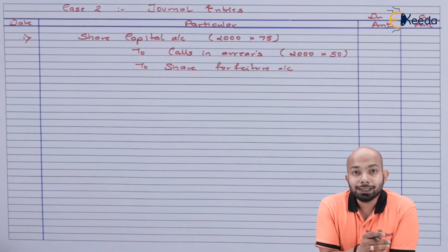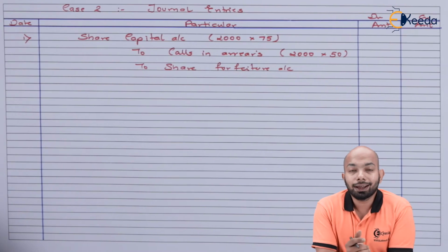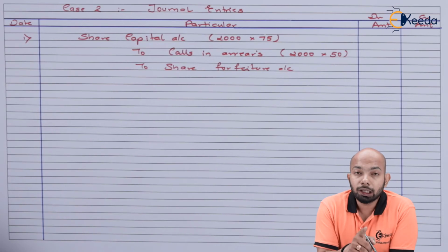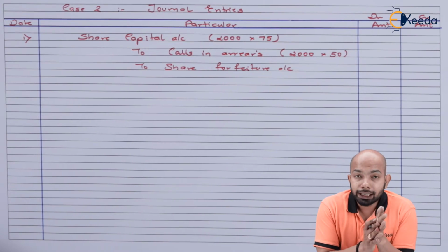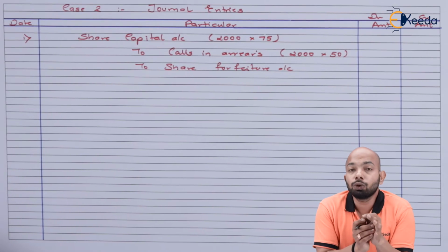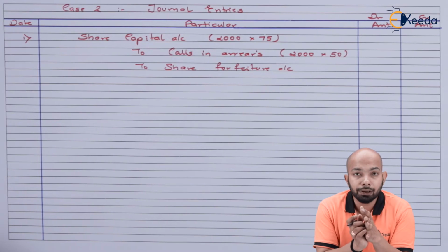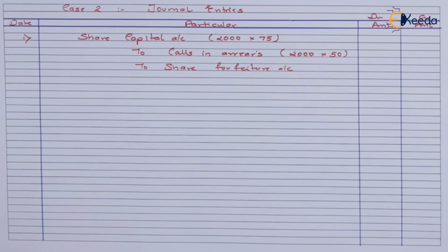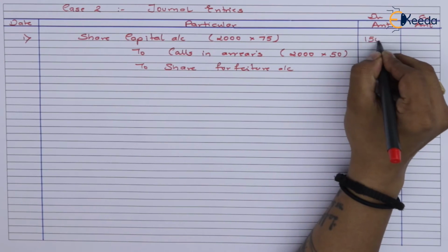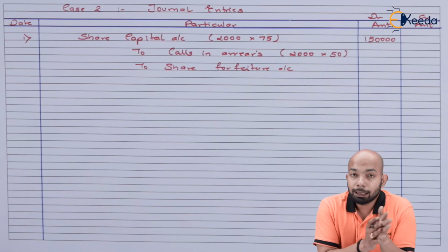So the entry we have passed here is share capital account debit to share forfeiture and to calls in arrears. Now, share capital account will have the total of the called up value. As the question clearly mentions, the called up value is 75 rupees, and 2,000 shares are being forfeited. That means 2,000 into 75 will be the amount of share capital here. So 1,50,000 is the debit side total.